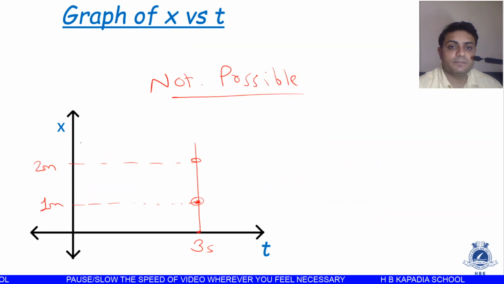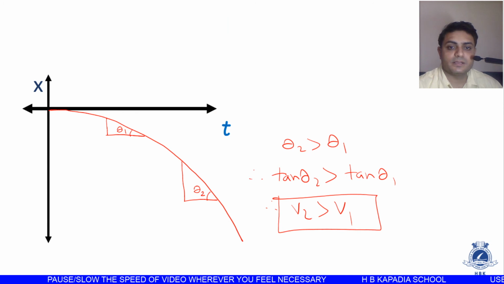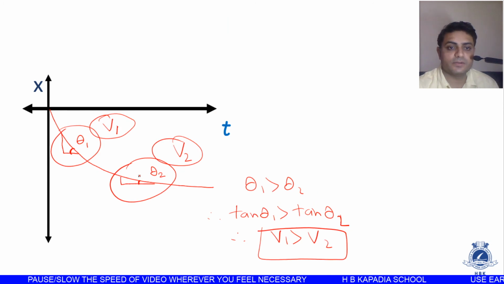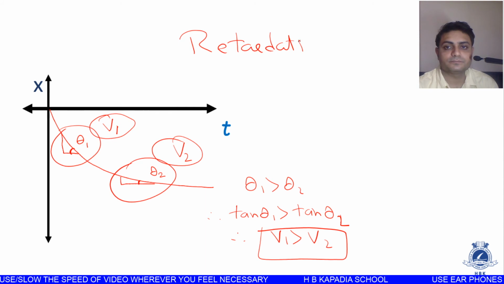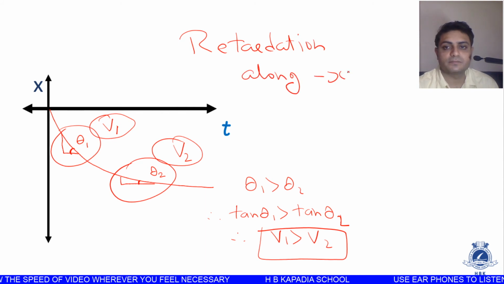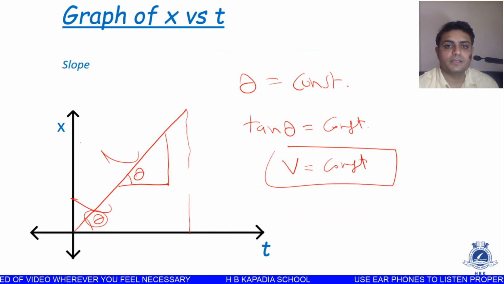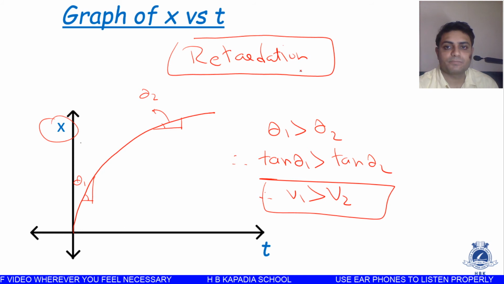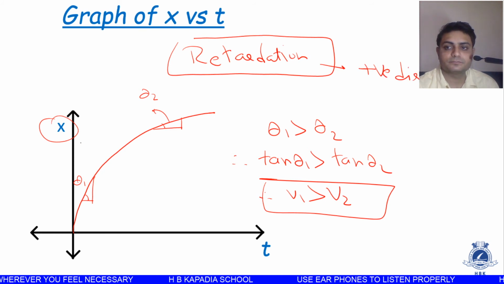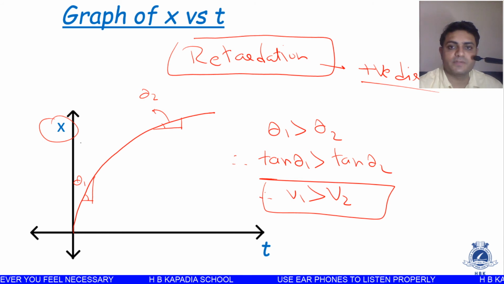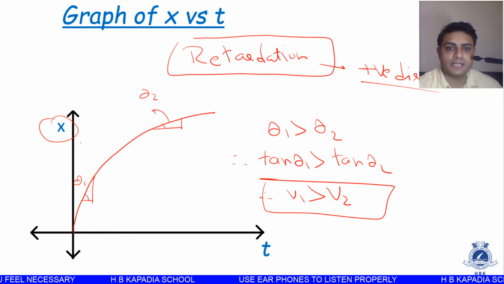Once again, in the previous case, in this case, there was a retardation. Okay, the velocity was decreasing. This was a retardation along negative x direction, and in this case it is a retardation along positive x direction. Okay, so in both cases we are having retardation, one along the positive x direction, one along the negative x direction.